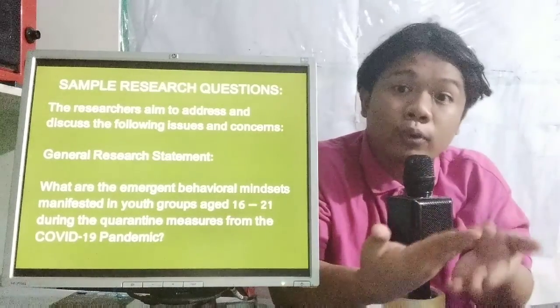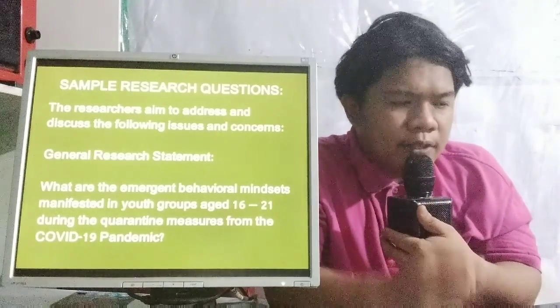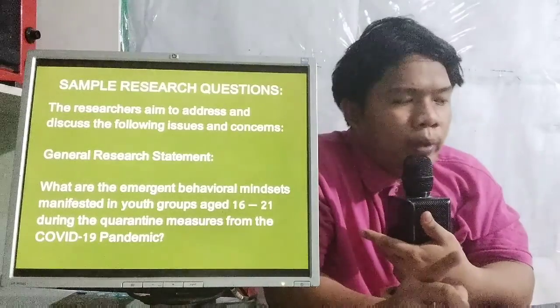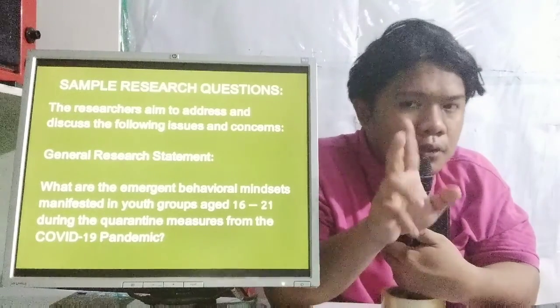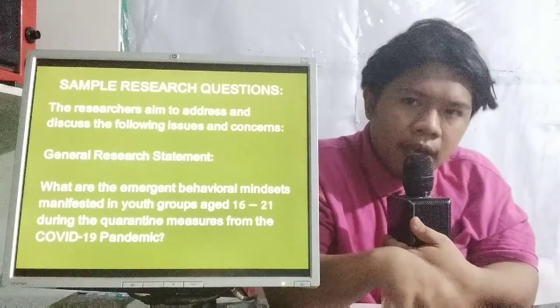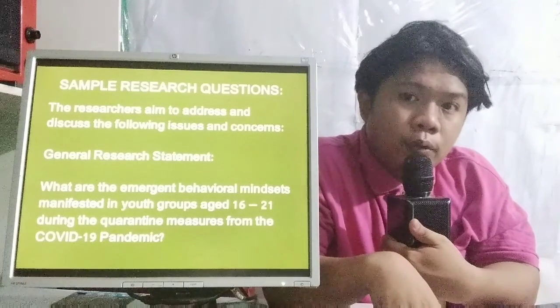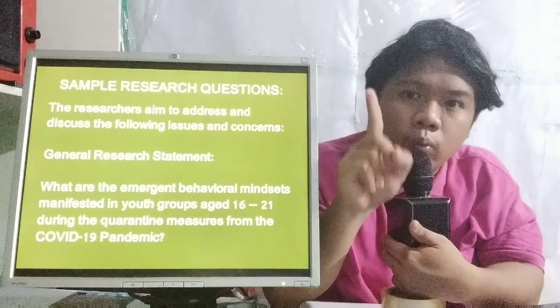This is basically how to write the research questions in print. The research question starts by expressing the following: The researchers aim to address and discuss the following issues and concerns. Insert colon. First, you provide the general research statement. The general research statement, as I've said earlier, only needs to be one.